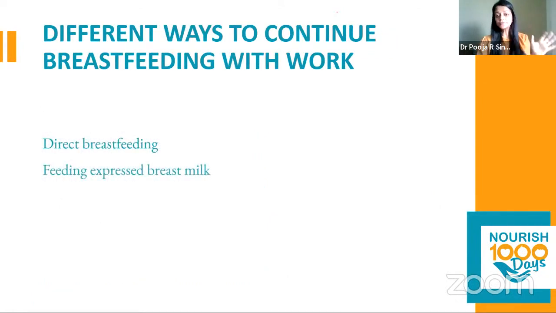Now let us look at different ways to continue breastfeeding with work. So two ways are there. One is you want to still do direct breastfeeding while you also start work, or you are going to feed expressed breast milk for every missed feed that you're away from the baby. Okay, so both these possibilities are there.